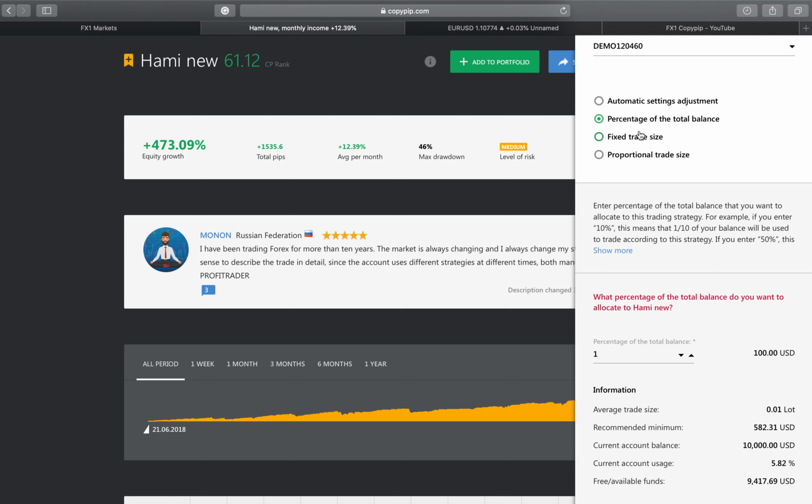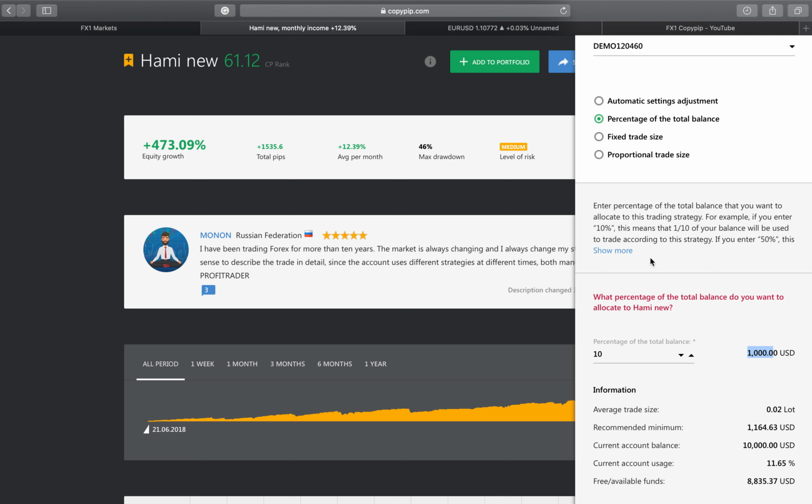The second one is called percentage of total balance. In this section, we are giving a percentage of our funds to a trader. I have a $10,000 demo account here, so if I give 10%, I'm gonna give $1,000 to this trader. In this strategy, let's say the trader is trading with $3,000 and you're already giving $1,000 to this trader.